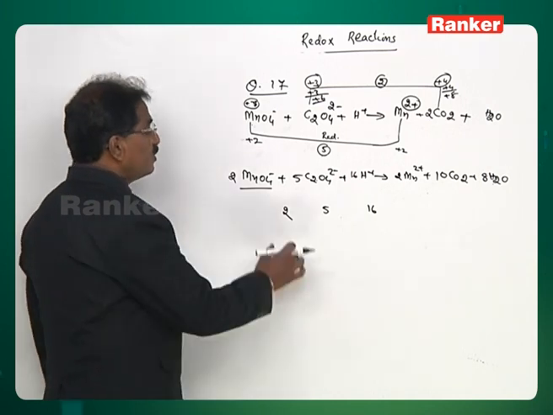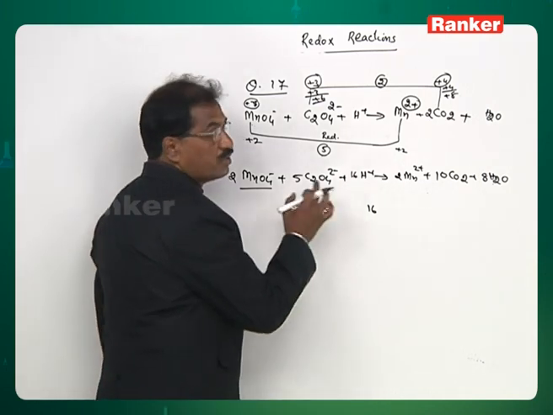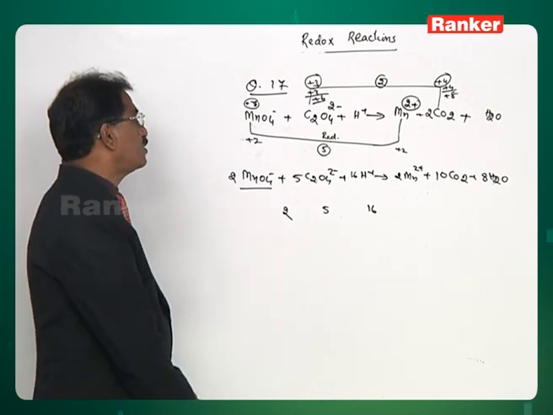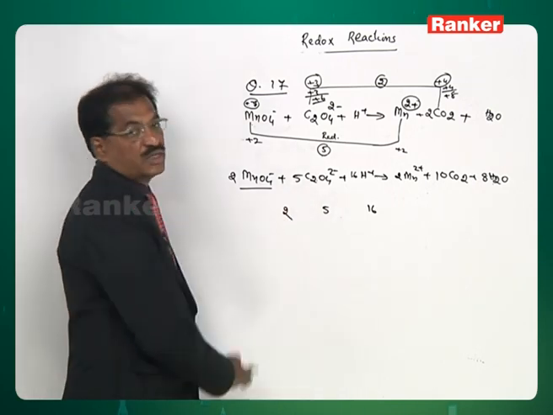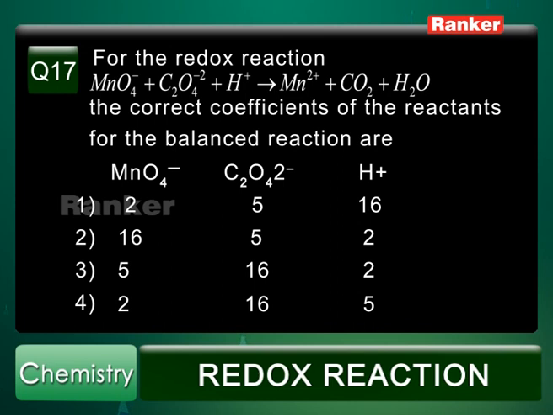Therefore, the stoichiometric coefficients are 2, 5, 16. Now identify the option where these 2, 5, 16 are shown. In the first option only, these 3 values are shown. Therefore, the answer is 1.